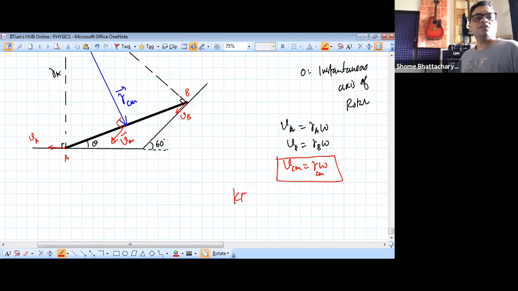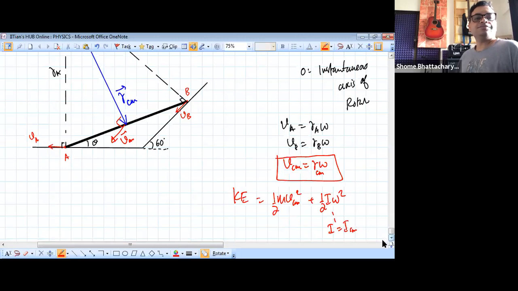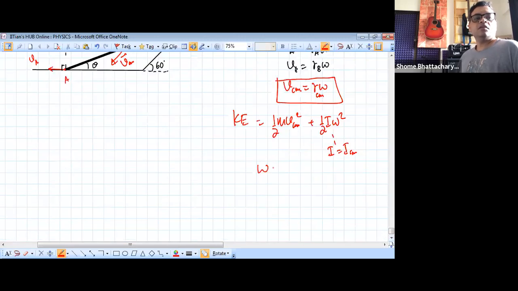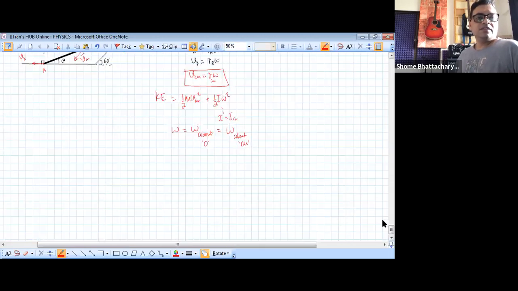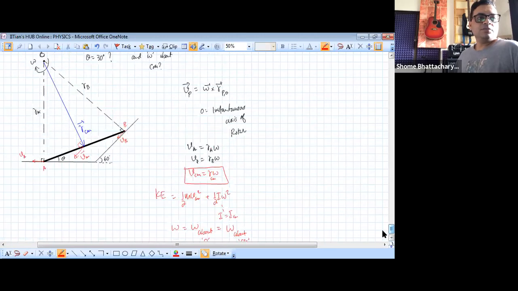And the kinetic energy of the body is half m VCM squared plus half I omega squared, where I is the moment of inertia about the center of mass, and this omega, the omega about the instantaneous axis, is the same as the omega about the center of mass. So that is the concept that we use here. We'll come back to the derivation of these equations and how this works. But are you familiar with the absolute basics of this concept now?